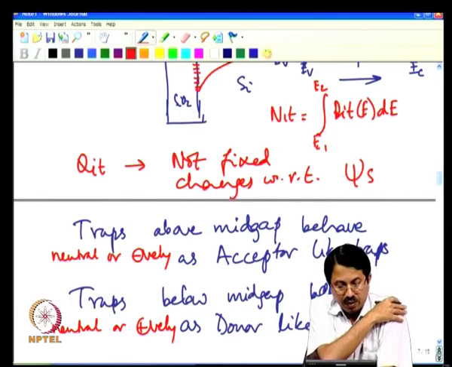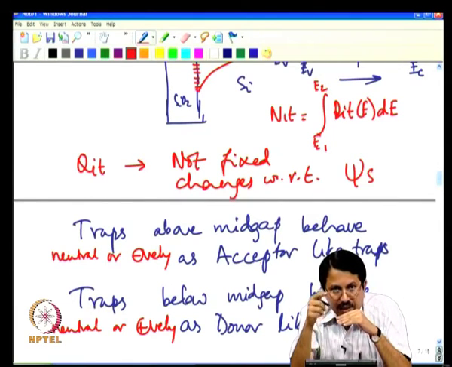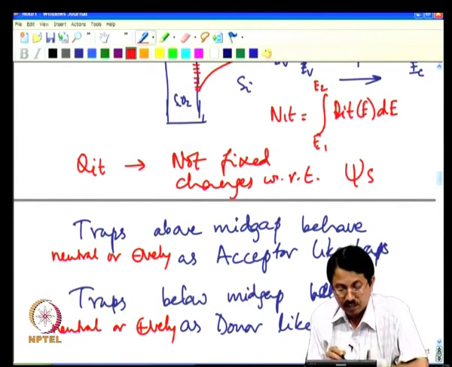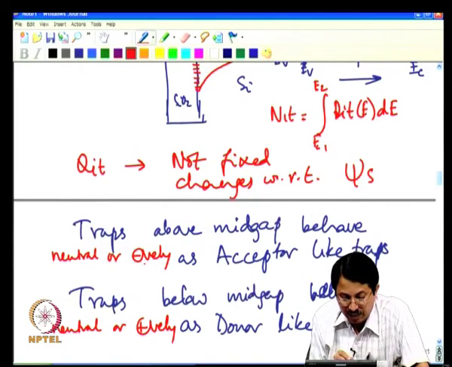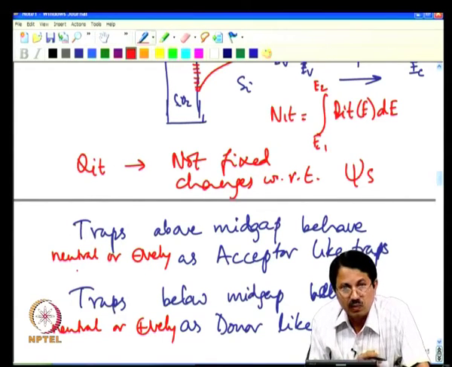Okay, more particularly, if you have an acceptor like state, if it is filled with electron, then that will have a negative charge. On the other hand, if you have a donor like state, if it is filled with electron, it will be neutral. Okay, a donor like state which is empty of electron will be positively charged. And again, an acceptor like state which is empty of electron will be neutral.